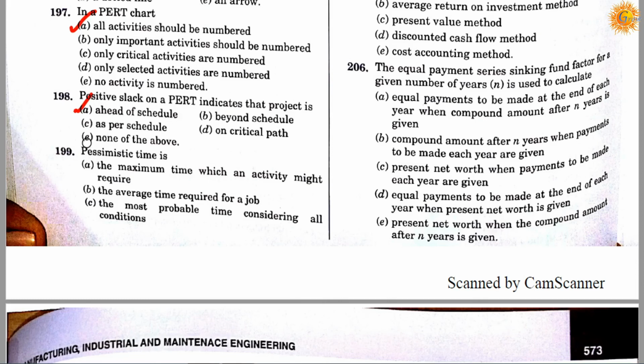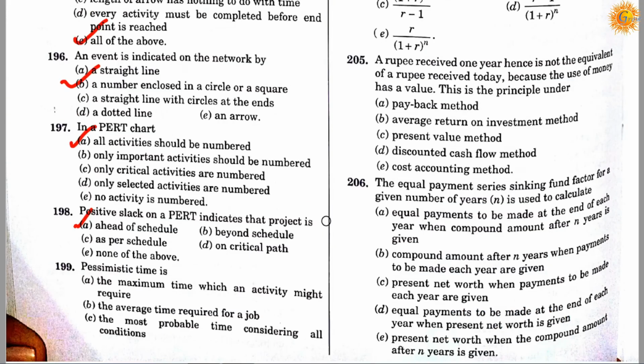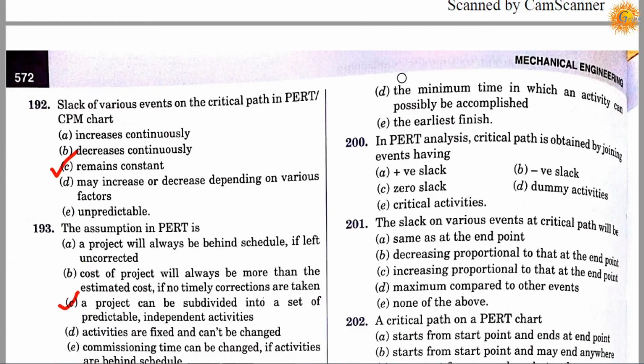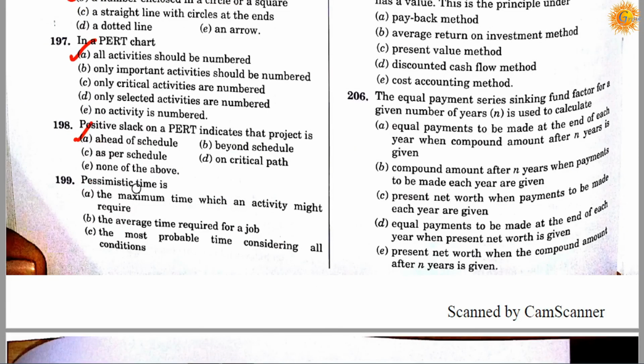Question number 199. Pessimistic time is: option A, the maximum time which an activity might require; option B, the average time required for a job; option C, the most probable time considering all conditions; option D, the minimum time in which an activity can possibly be accomplished; option E, the earliest finish. So correct answer is A, pessimistic time is the maximum time which an activity might require.